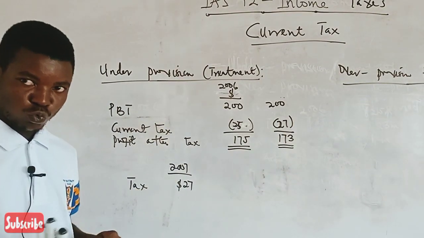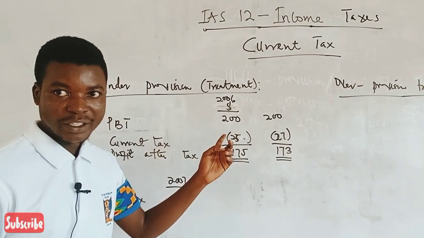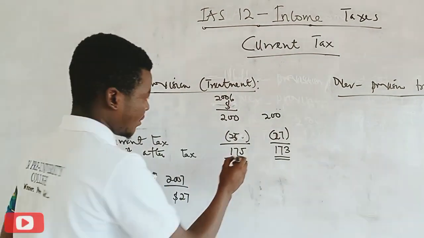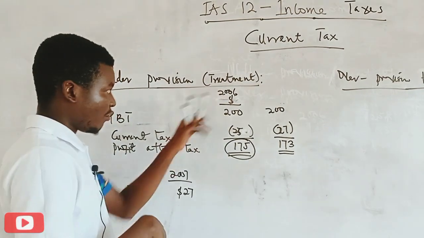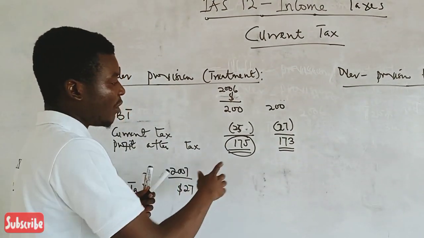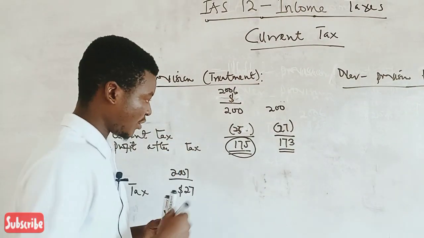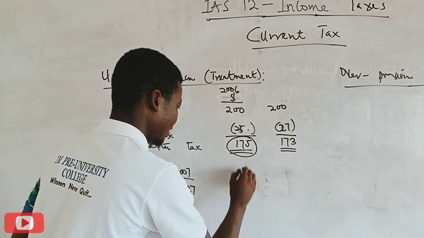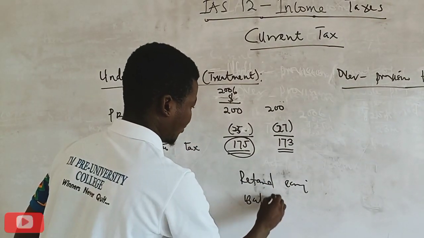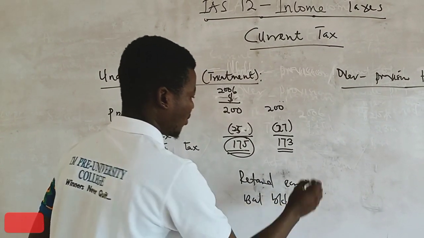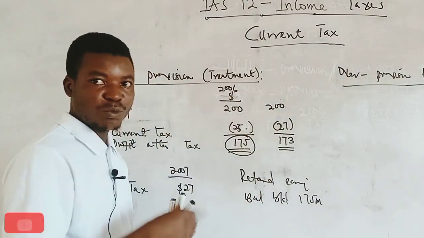But the entity doesn't know that this will be the tax to be paid. They accounted for only 25 million. So in this case, this 175 million will be sent to the retained earnings of the entity for 2006. So this 175 will also be brought forward as the retained earnings balance for 2007. So let's assume that the retained earnings balance is 175, because we are dealing with only the 175 million. But this should have been 173, as we know the 27 to be the actual tax.